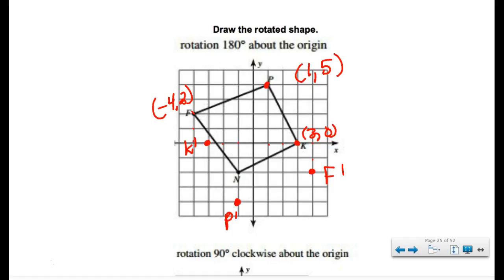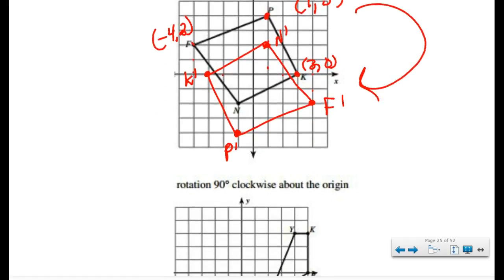So, which one haven't I done yet? N. N is -1, -2. So it's going to go to +1, +2. It's going to go right there. And I'm going to take my road map out of here. And that one will be called N prime. And so I'm going to connect my new figure. And I've just done a 180. Basically what I've done is just turn that thing around on a half a circle.